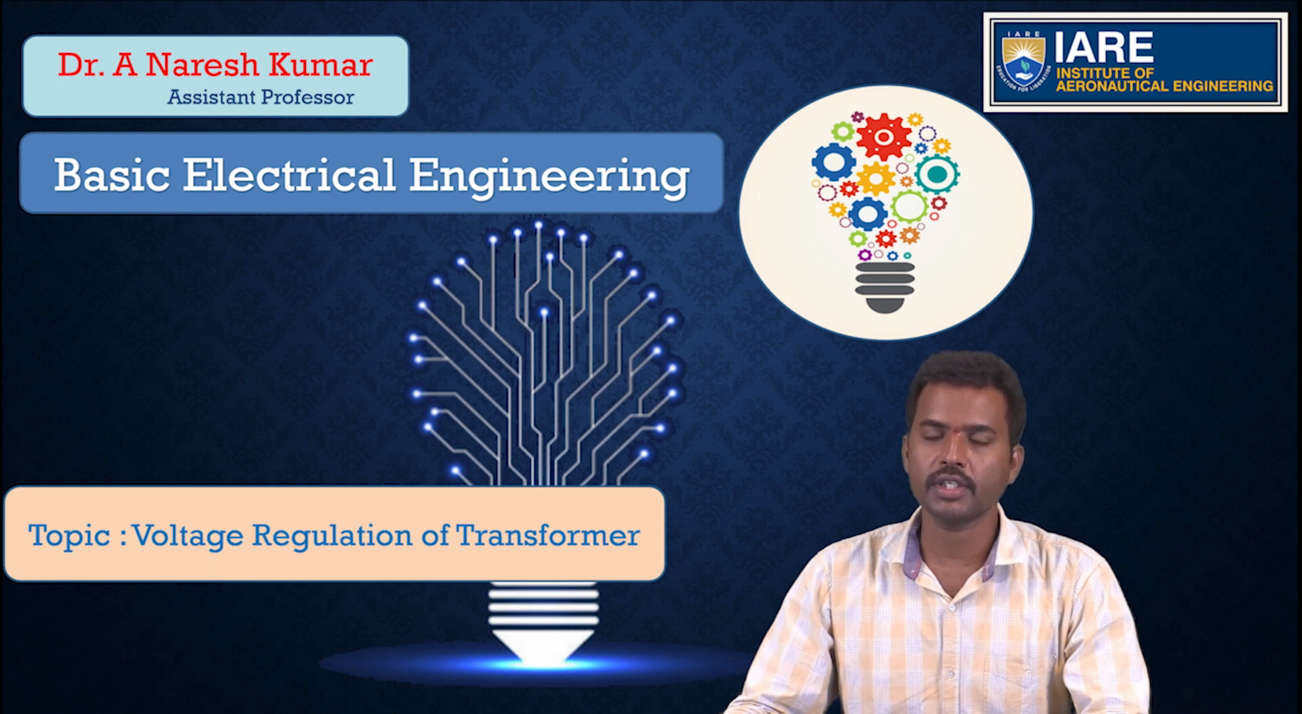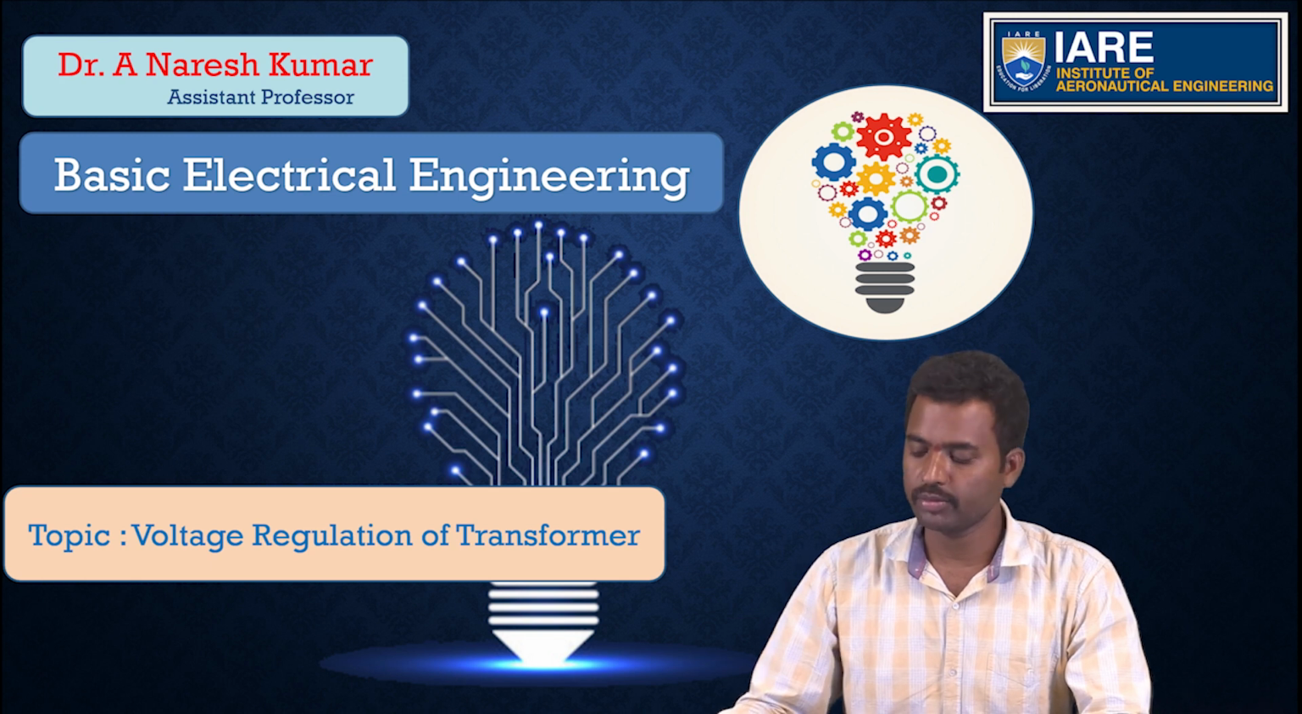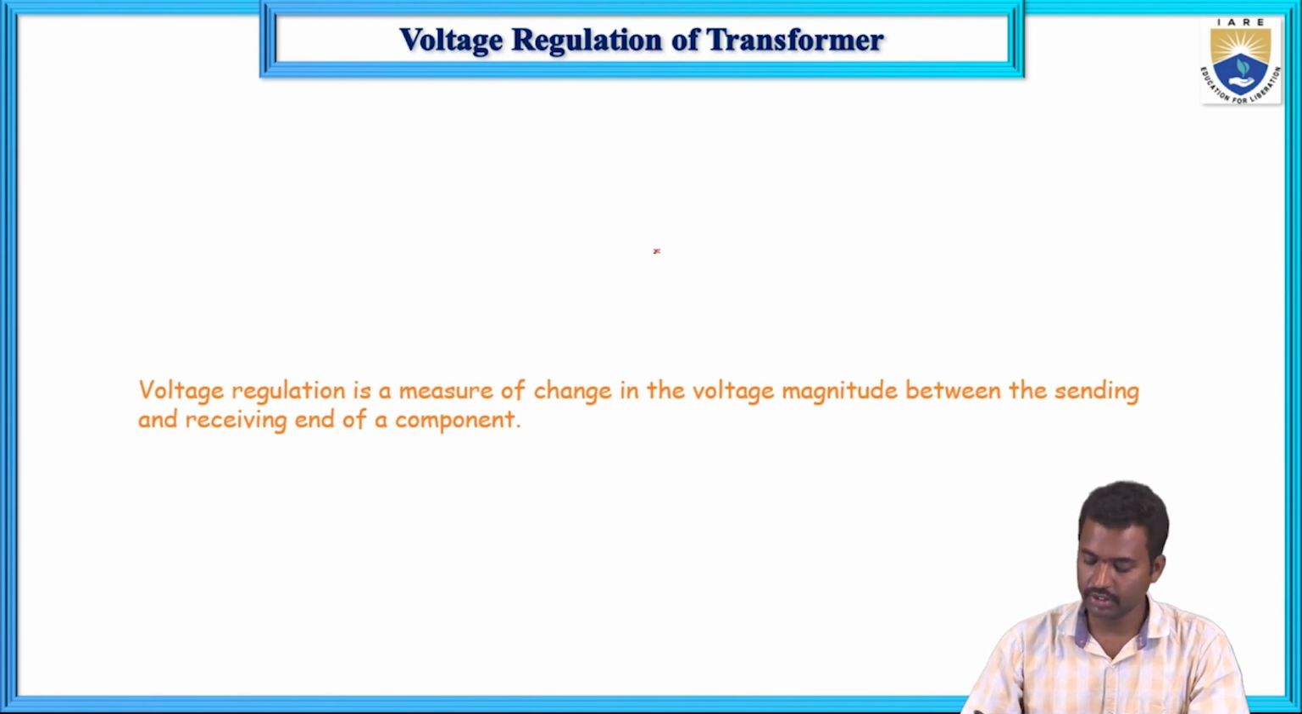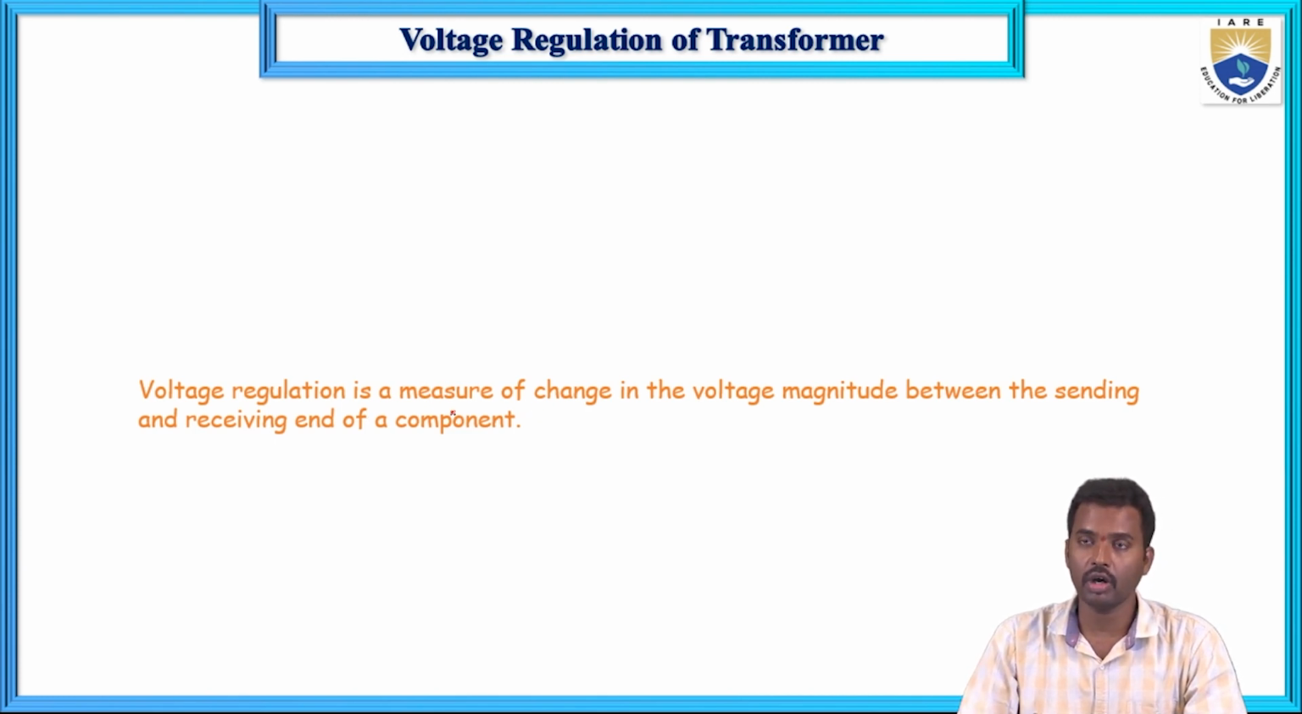Today we are going to discuss voltage regulation of transformer and its related problems. First, what do you mean by voltage regulation? Voltage regulation is a measure of change in the voltage magnitude between sending and receiving end of the equipment. So this is for all machines.